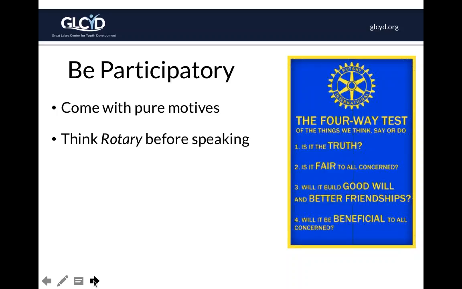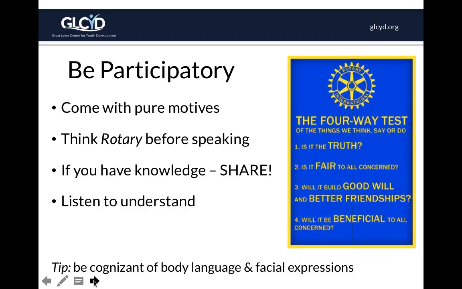So part of that, will it be beneficial, is the things that you're going to say, is it on topic? Or are you throwing in your own agenda and taking the discussion elsewhere where it's not supposed to go for that meeting? Obviously, if you have knowledge, share. Even if you see something that may seem obvious to you, it may not be to others. So go ahead and offer up the information or whatever your thoughts are, because again, you want to participate in the meeting, not just sit there.